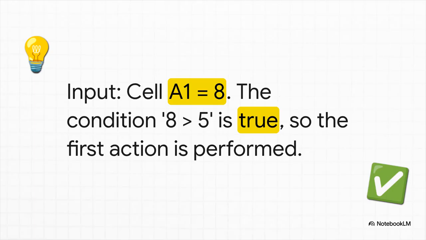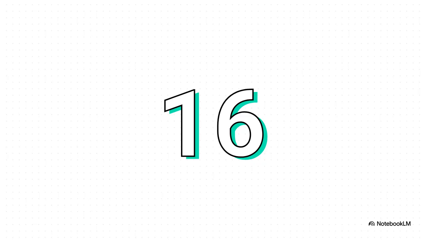Okay, what if we change the number? Let's try again, but this time, cell A1 has the number 8. The computer asks the exact same question. Is 8 greater than 5? And this time? Yep, the answer is true. And because the answer is true, the computer follows the first instruction. It multiplies 8 by 2, and we get 16. Look at that. The exact same formula, but with a different starting number, we get a totally different result. That right there is the power of this stuff.